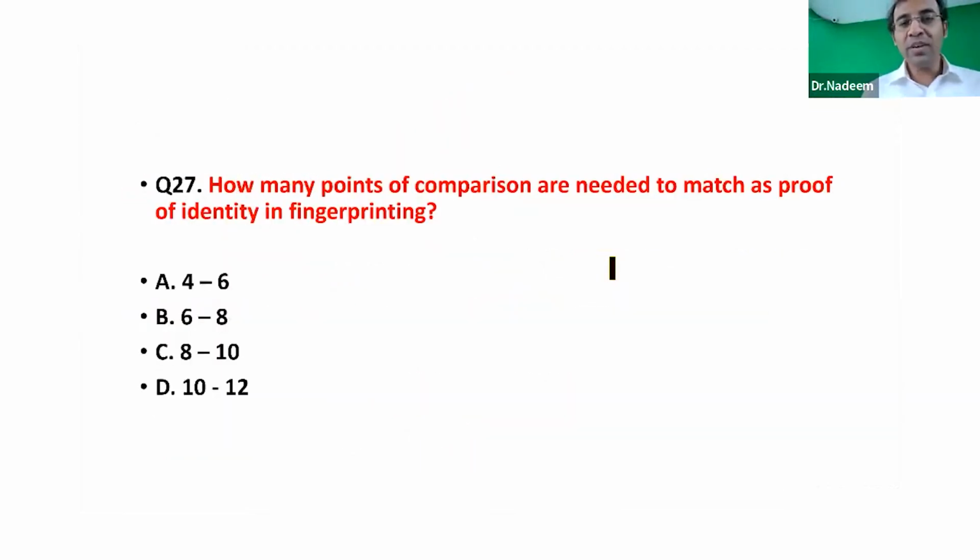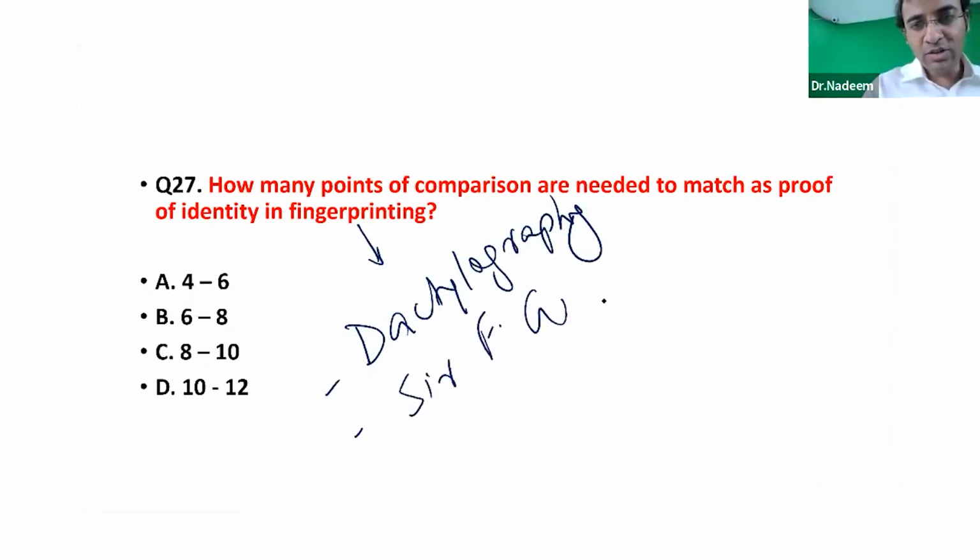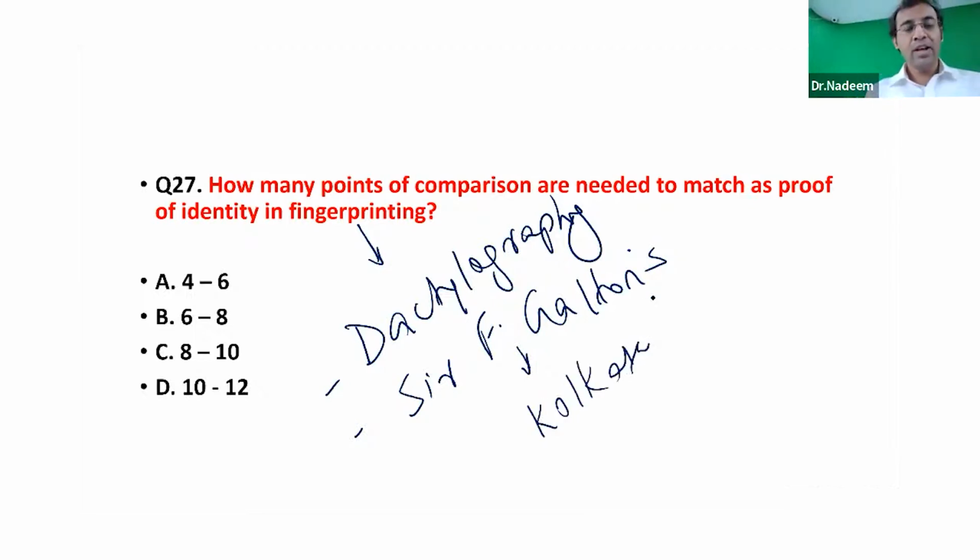Next, how many points of comparison are needed to match as proof of identity in fingerprinting? So basically fingerprinting is also called what? Dactylography. Who discovered it? Sir Francis Galton. So it is also called Galton's test. Okay, fine. The first Bureau of fingerprinting was established in Kolkata, India. So how many points are needed here? Okay, 10 to 12.